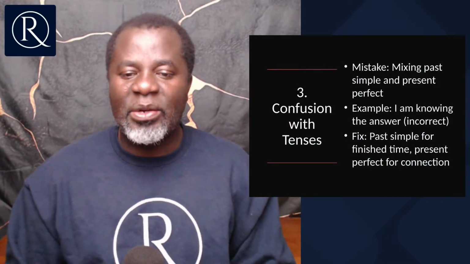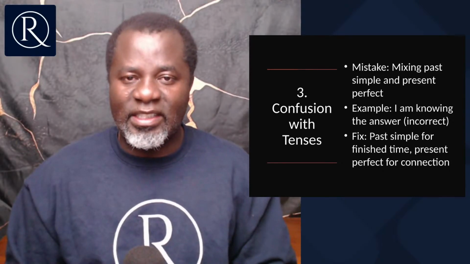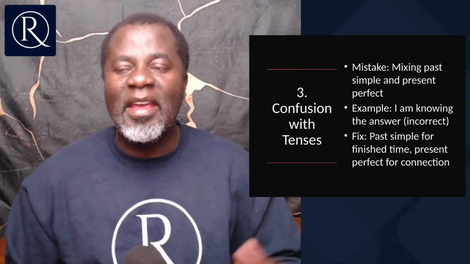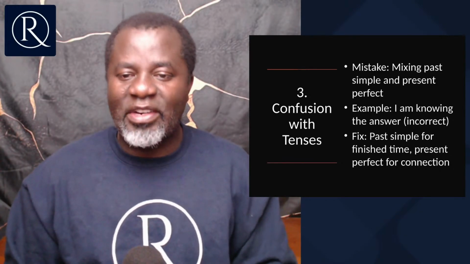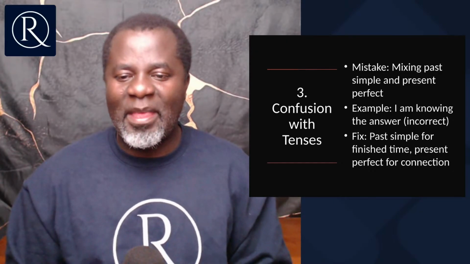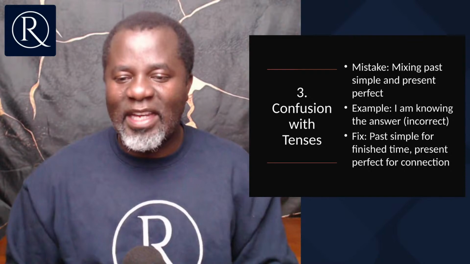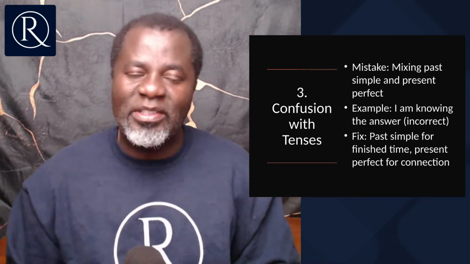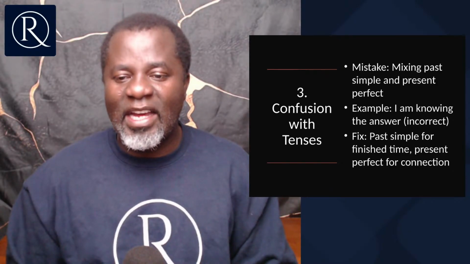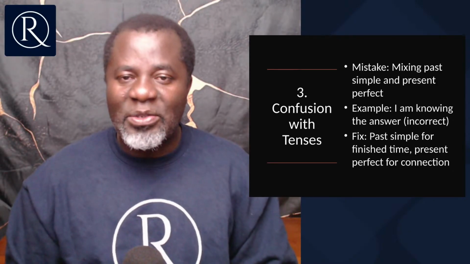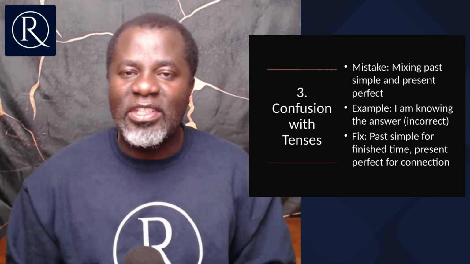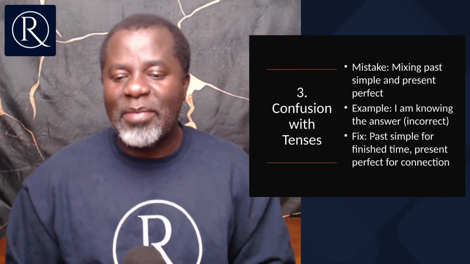Mistake number three: confusion with tenses. A lot of candidates who go to write the ISLPR exam confuse tenses. For example, mixing past simple and present simple, present perfect. Let me give you an example of a mistake. I am knowing the answer. That is incorrect. You cannot say I am knowing the answer. You should say I know the answer. I know the answer. Okay? So, how do you fix that mistake? Use past simple for finished time and the present perfect for connection.